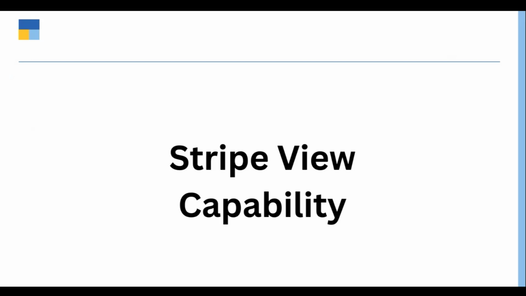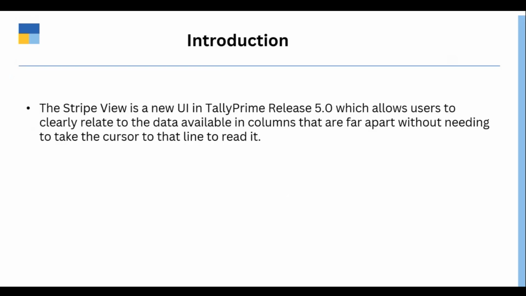Hello all, today we will look at the Stripe View capability that will be introduced in TaliPrime Release 5.0. So, what is Stripe View? Stripe View is a new UI in TaliPrime Release 5.0, which allows you to clearly relate to the data available in columns that are far apart, without needing to take the cursor to that line to read it.